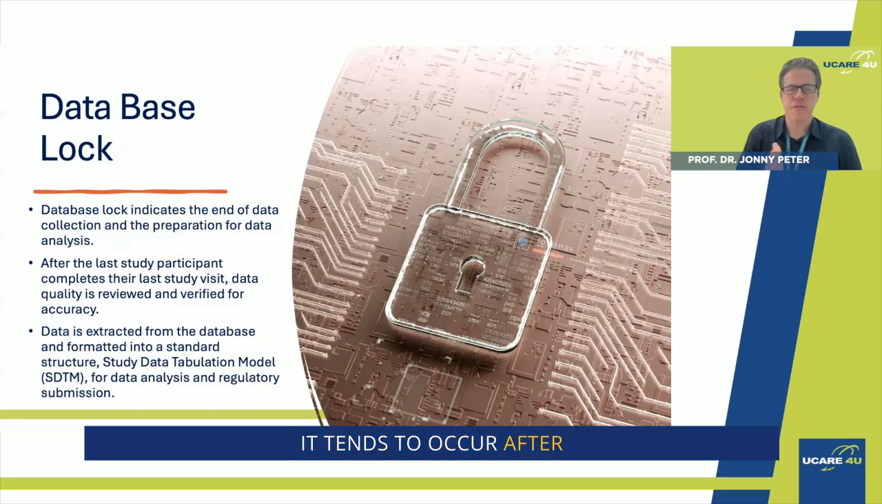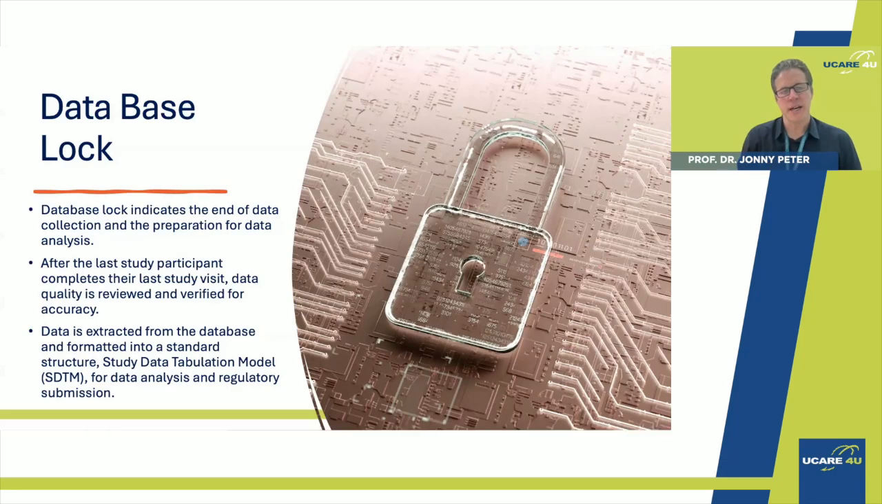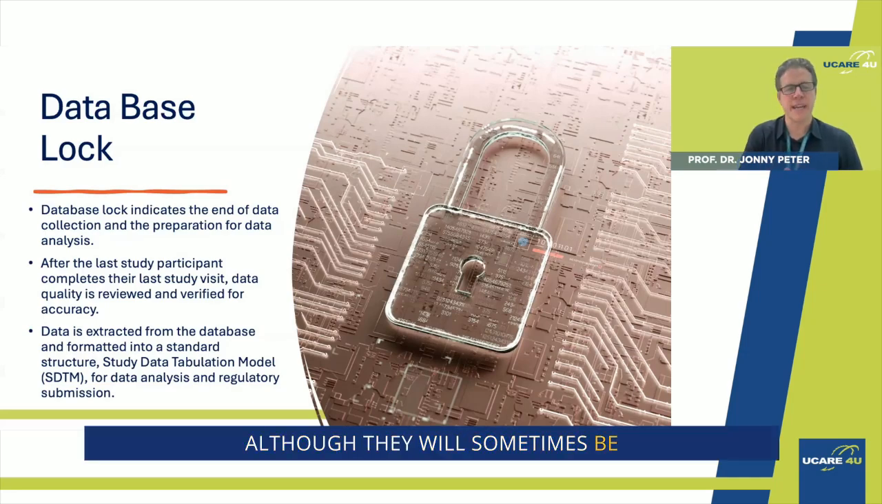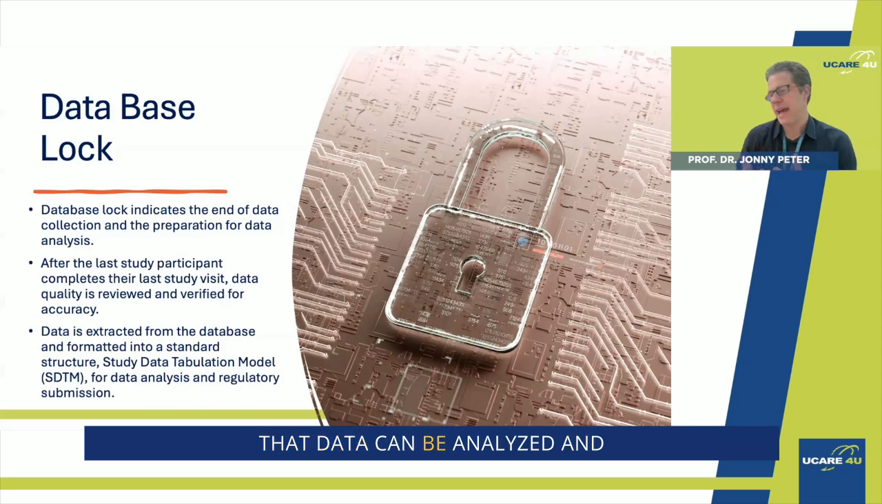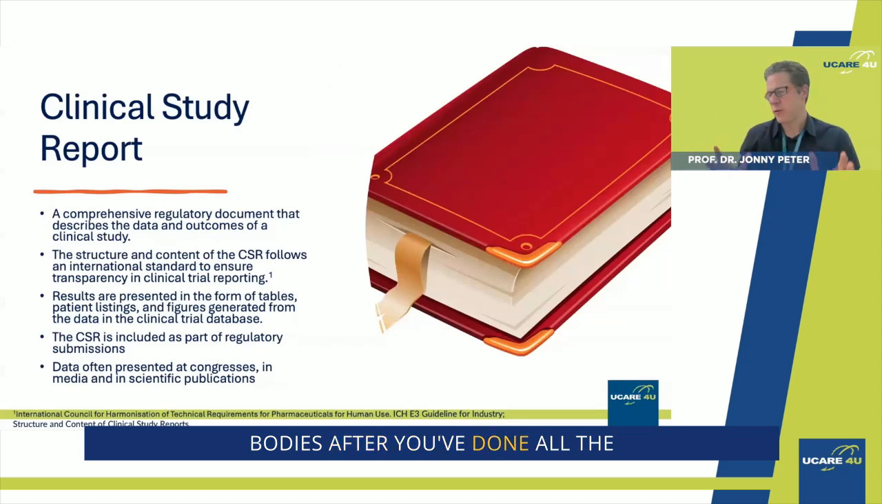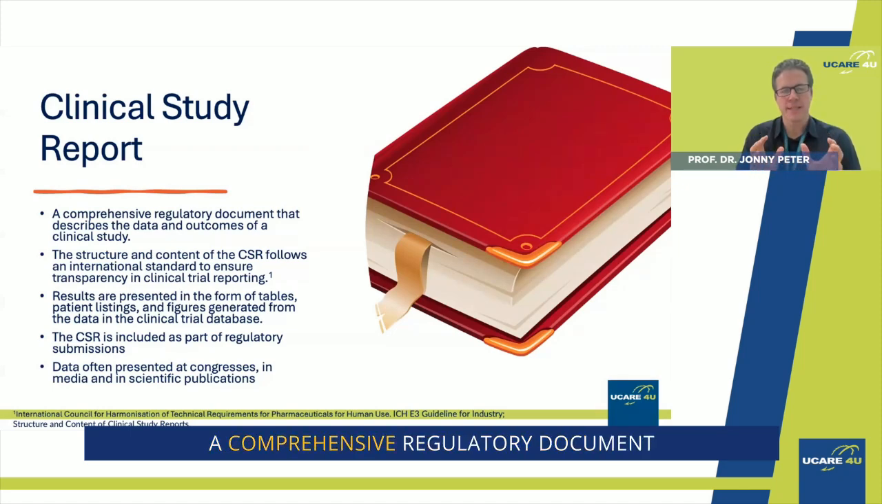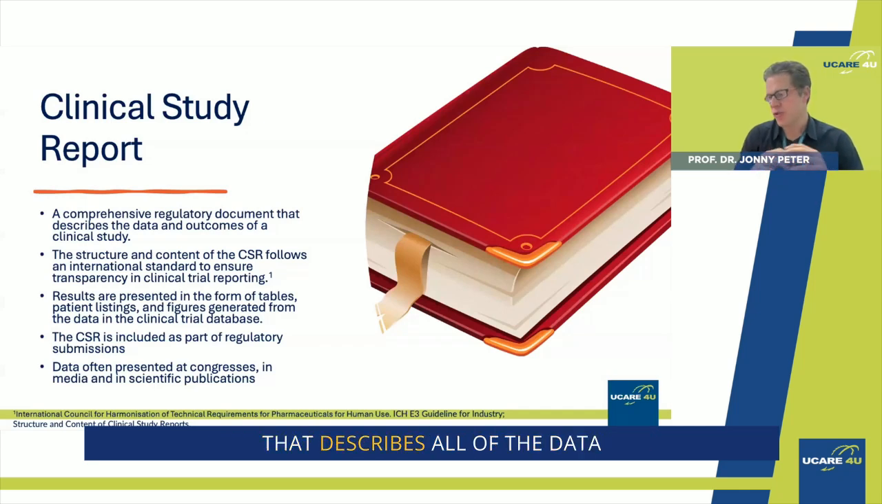It tends to occur after the last visit of the last study participant, although there will sometimes be interim data locks. After you've done this final database lock, it's extracted, and then that data can be analyzed and also submitted to regulatory bodies. After you've done all the data analysis, kind of the final point for a given study will be what's called the clinical study report. The clinical study report is a comprehensive regulatory document that describes all of the data and the outcomes of the trial.